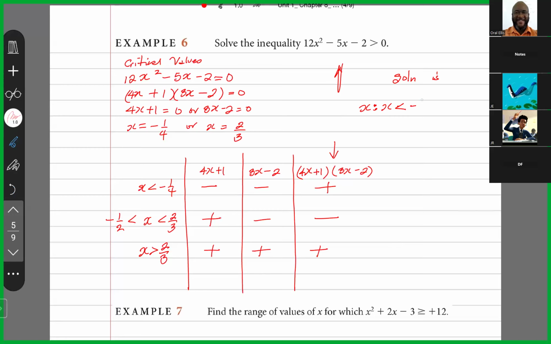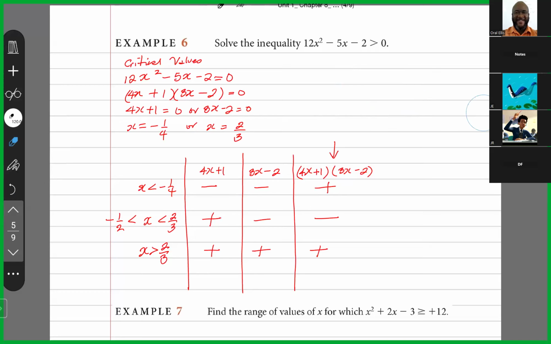Then minus a quarter. Union all x such that x is greater than 2/3. All right, so it's something like that. They wrote the answers. Let me try and write it properly.